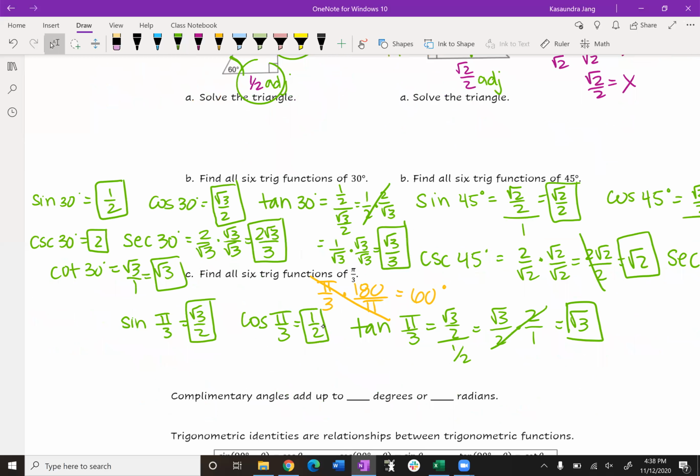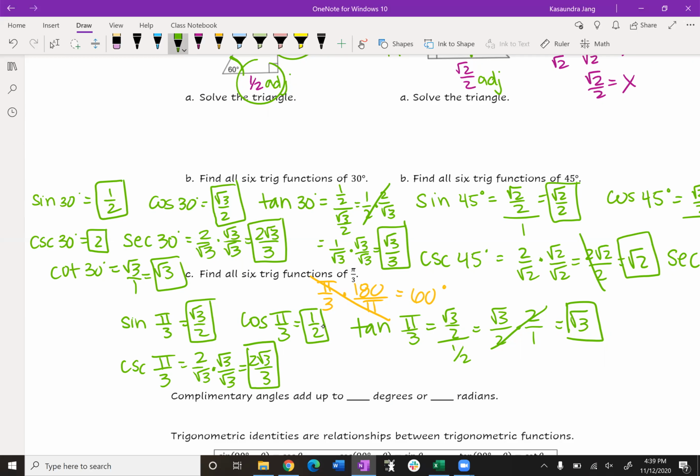I can then do the reciprocals to get the cosecant of pi thirds, I'll just start with that. Okay, so if I do the reciprocal, I get 2 over root 3, which I do have to simplify. So I multiply by root 3 over root 3, and I get 2 root 3 over 3. It's considered simplified when I do not have a radical in the denominator.